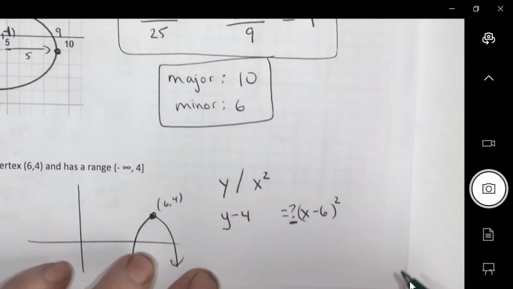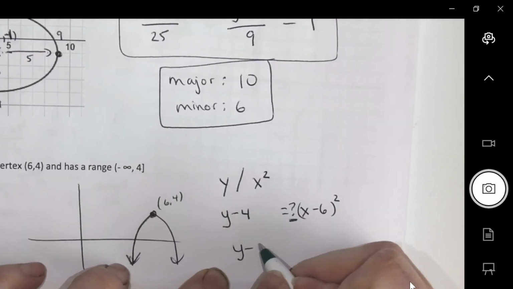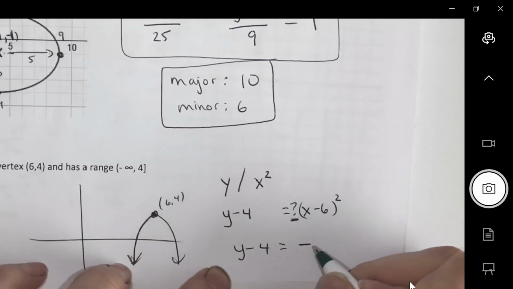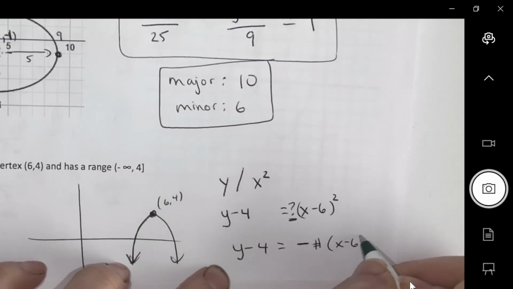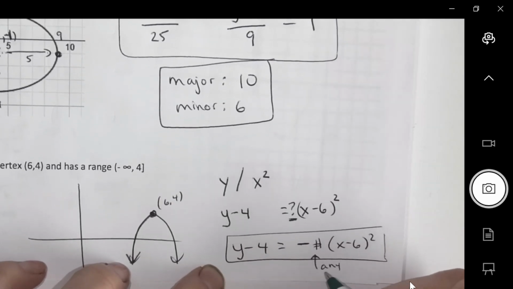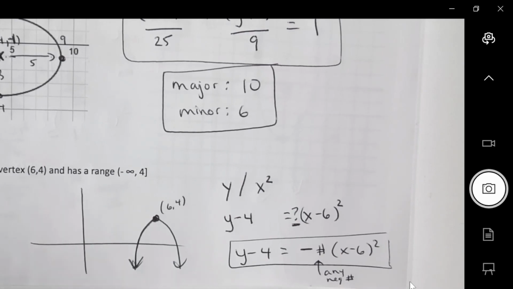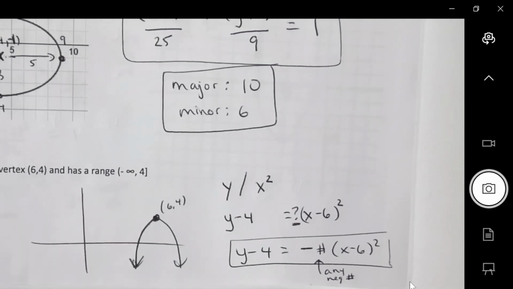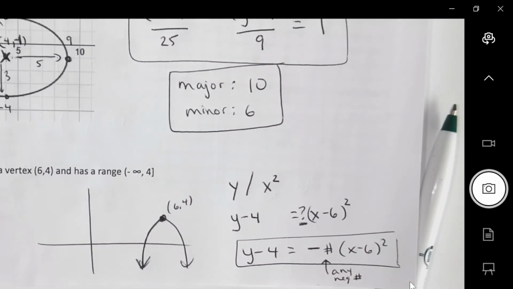And what do I know about in front of this? Has to be negative. So you can put any negative number in there. You could put -2, -3, -1. I don't care. But I need to see that you have some kind of negative value to turn it upside down.